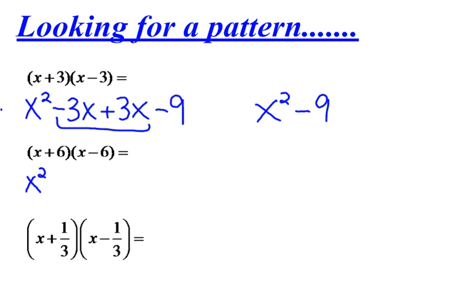When we FOIL this one, we get x squared minus 6x plus 6x minus 36. Our middle two cancel again and we're left with x squared minus 36.